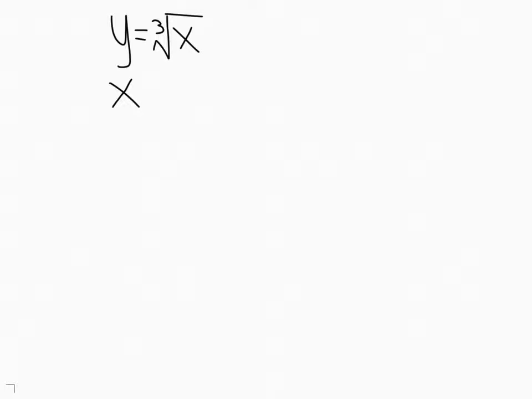When it's an odd number, 3, 5, 7, is there any restriction at all? Think about, can we find y equals the cube root of -1? So think about what number multiplied by itself 3 times gets to -1.